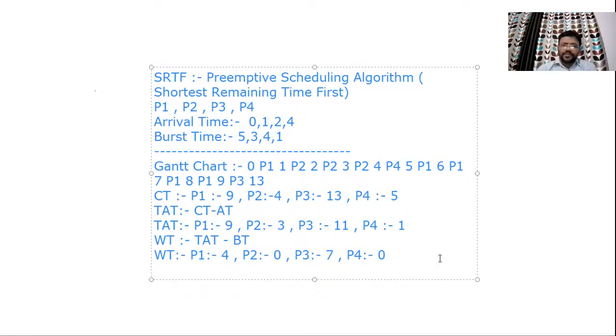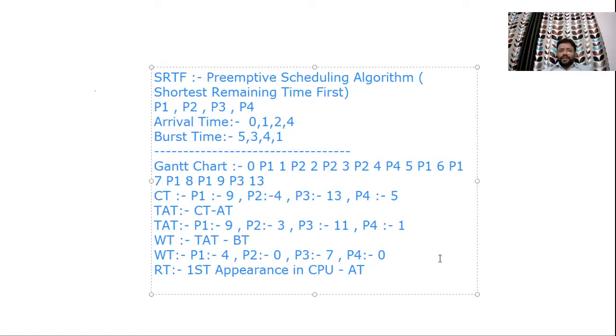If you want to compute the average waiting time, you just add 4 plus 0 plus 7 plus 0 and divide by 4, the total number of processes. Next you have to find out response time as well. Response time is the first appearance in CPU minus arrival time. This is the response time that we have.